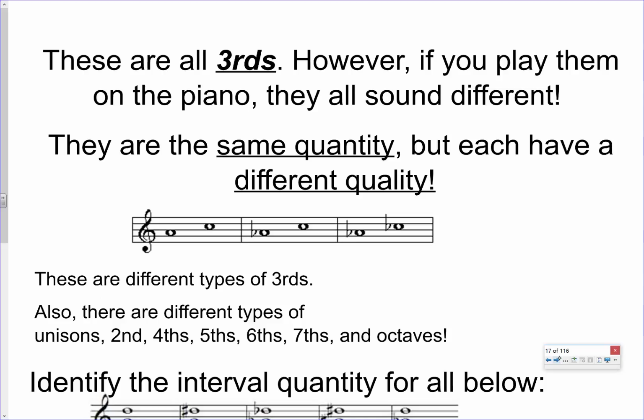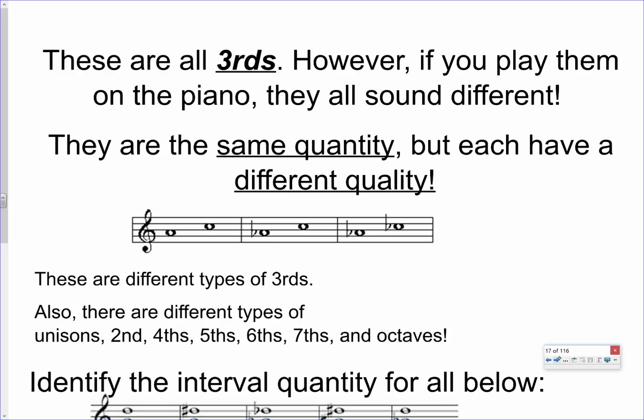And you'll recall this three-measure intervallic pattern here from our previous video. These are all thirds. However, if I were to play them on the piano, which I'll do in a minute, they all sound different. Now, they're all thirds, which means they have the same quantity, but each of them has a different quality. And you'll discover that intervals have both quantity and quality. So these are different types of thirds.